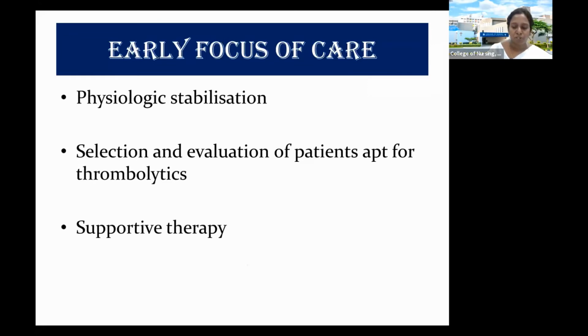The early focus of care, as soon as a patient comes to the hospital, these are the three things that we concentrate on. One is the physiological stabilization. As we saw yesterday, most of the patients, it is because of hypertension or diabetes, the other morbid risk factors that they have. So we have to physiologically stabilize them. The second one is selection and evaluation of patients apt for thrombolytics. And the third one is supportive care.